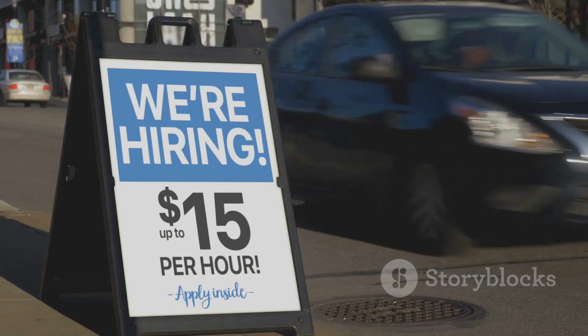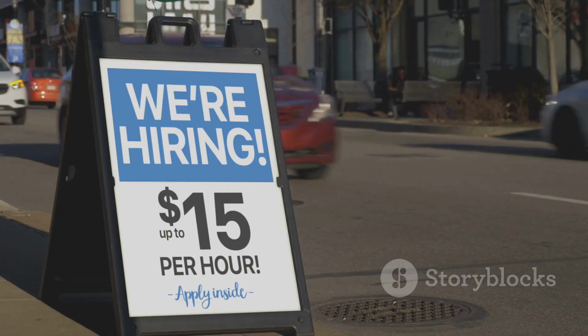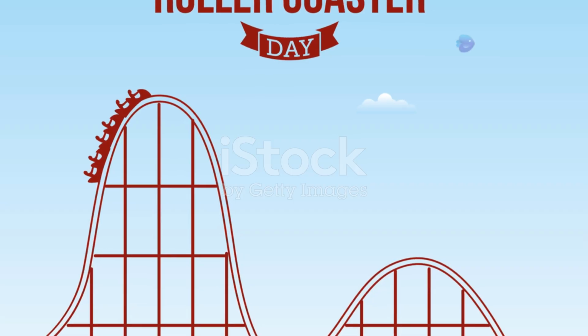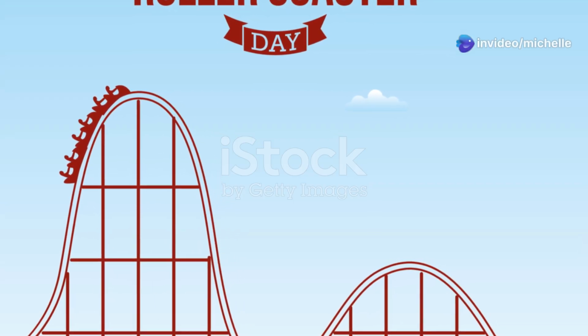Now let's test your detective skills. Can you identify whether a scenario is linear or quadratic? Is this scenario linear or quadratic? Choose your answer. Great job.